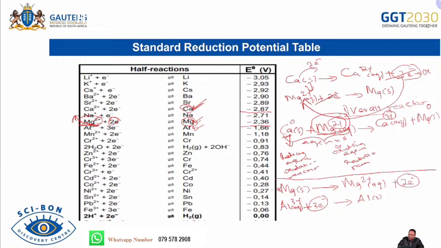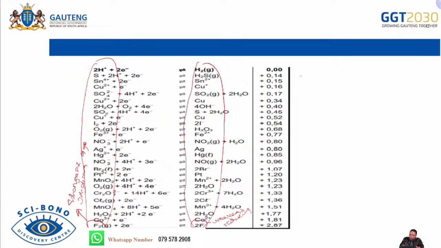So we'll just take the 3 of aluminum and multiply the magnesium half cell, and take the 2 here and multiply the aluminum, meaning that it's now going to be 3 Mg solid, giving us 3 Mg2+ plus 6 electrons, and then the other one is going to be 2 Al3+ plus 6 electrons, giving us 2 aluminum solid.